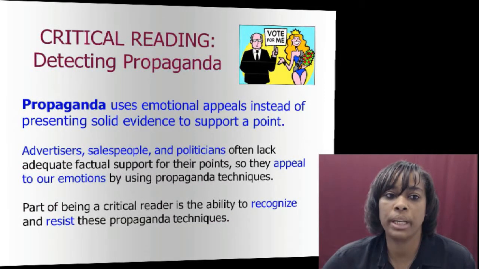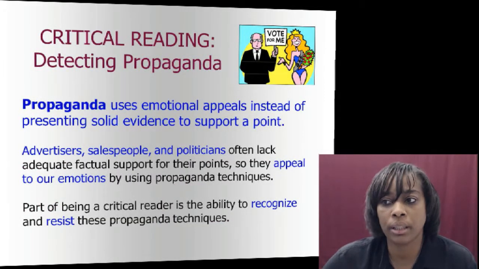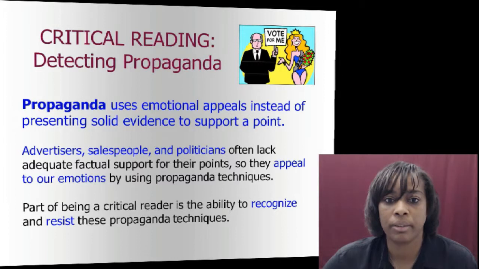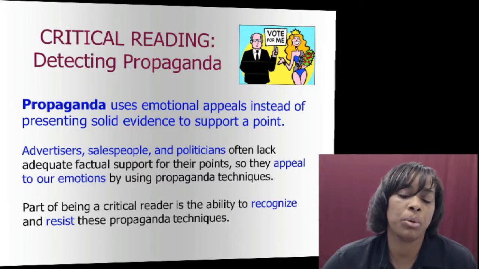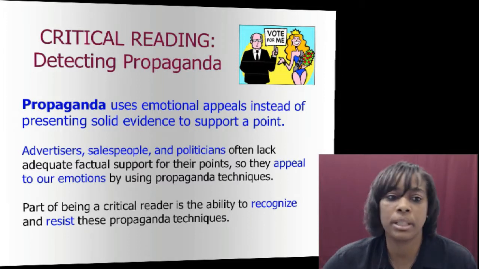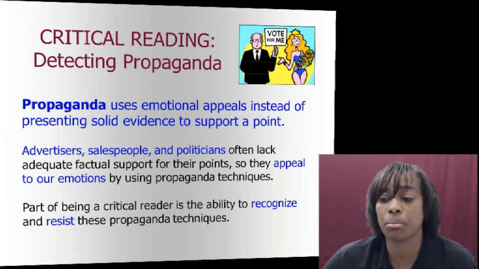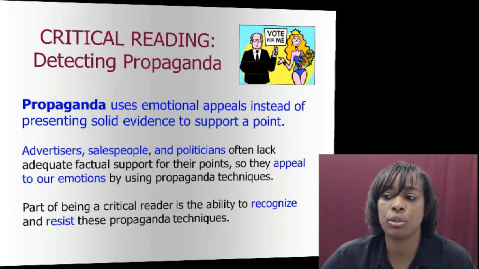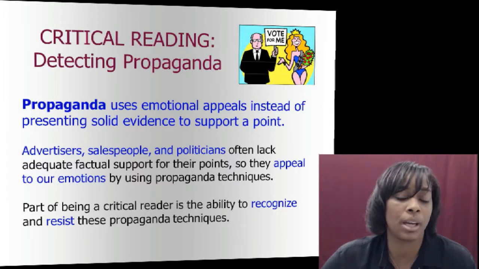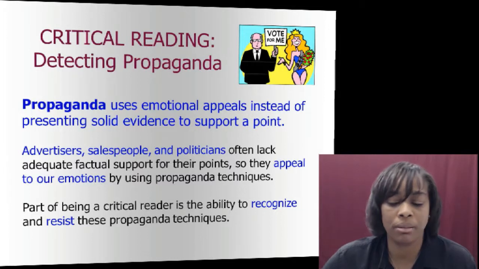Now, when you're reading, you have to read critically. You have to be a critical reader to detect propaganda. If you don't know what propaganda is, just think about when people go and vote, or if there are pageants or different things like that. Let me give you the definition of propaganda first of all. Propaganda uses emotional appeal instead of presenting solid evidence to support a point. Have you ever heard that, whether it's being used in advertising or voting?